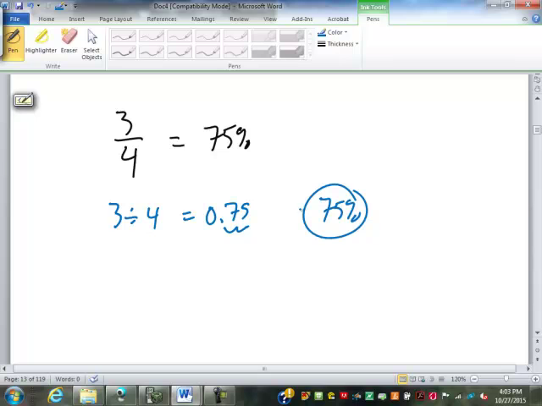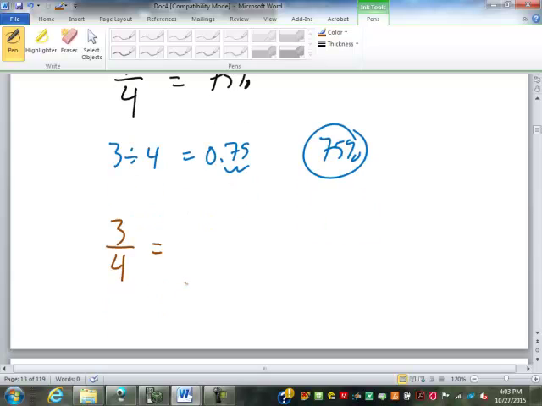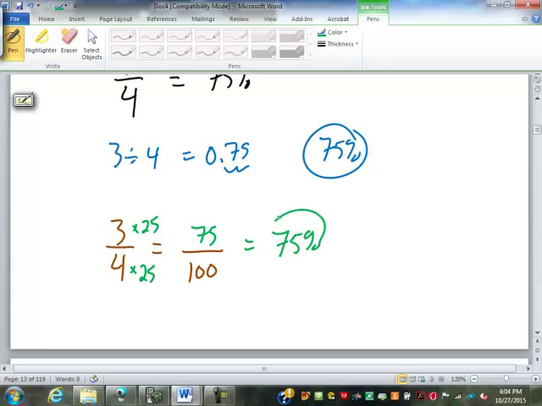That works. Or we could have done the equivalent fractions. 3/4, remember, any fraction can be thought of as a ratio. So 3/4 can be thought of as 3 out of 4. Well, percent is always out of 100. So we need to figure out how to make that out of 100. To turn a 4 into 100, we would multiply by 25. So I have to multiply the 3 by 25 as well, giving us 75. So 75 out of 100, or 75%.